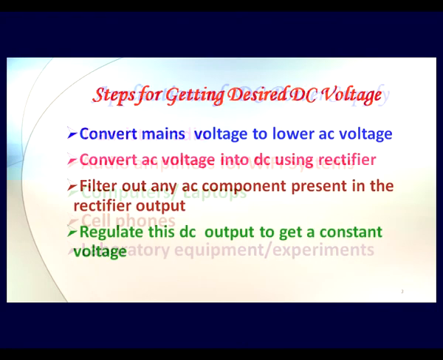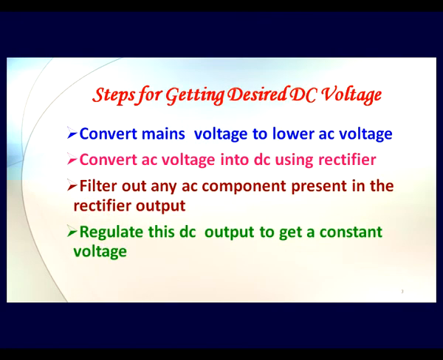So how do we get it? To get the desired DC voltage from AC mains, the following steps are involved. First, we have to convert the mains voltage into a lower AC voltage. As I told you, we get AC supply at our mains input. So before we convert it into DC, we first change its voltage level from higher to lower or lower to higher as per our requirement, in AC form itself.